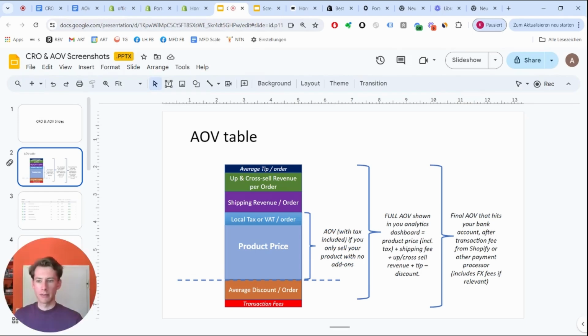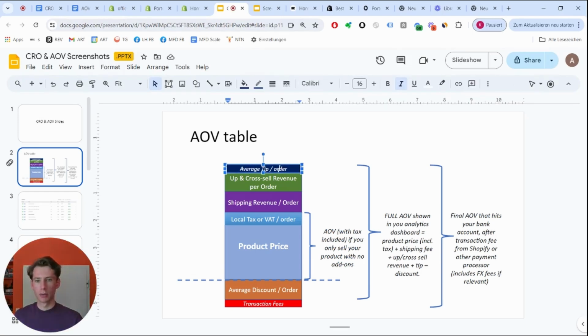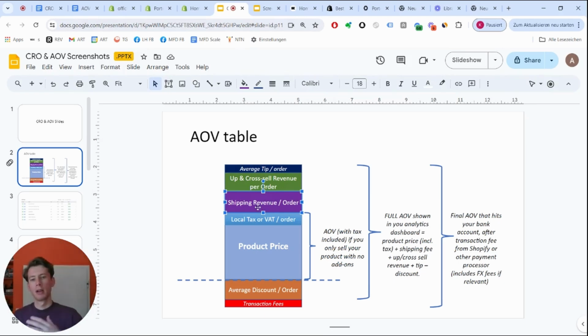Remember, we're going down the checklist here. We talked about how to optimize your tip. We talked about how to upsell and cross-sell more effectively across your product page, but also using email, SMS, and push notifications. Now I want to talk about optimizing shipping revenue per order, because every single dollar that you add to checkout in terms of shipping fee is literally a dollar that increases your AOV and potentially also your profitability. So it can be pretty powerful to optimize this as well in the long run.